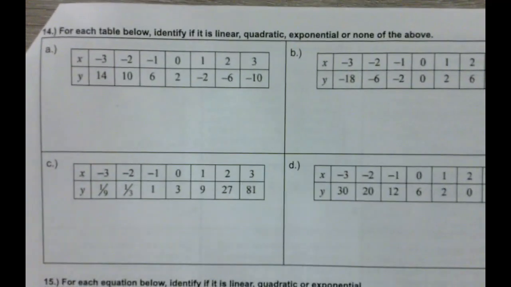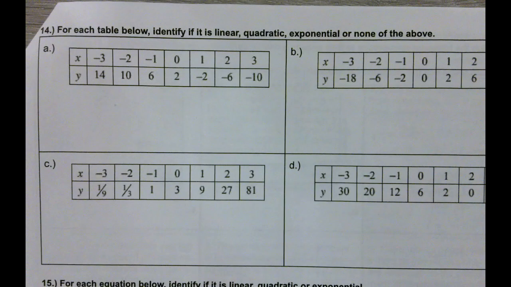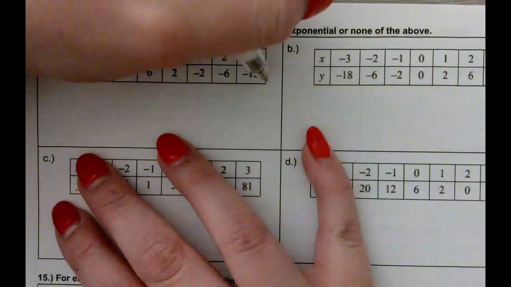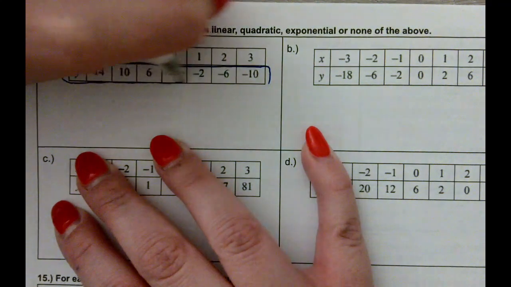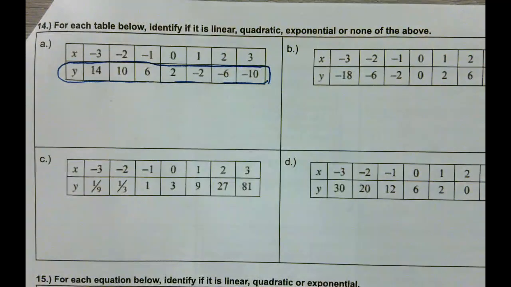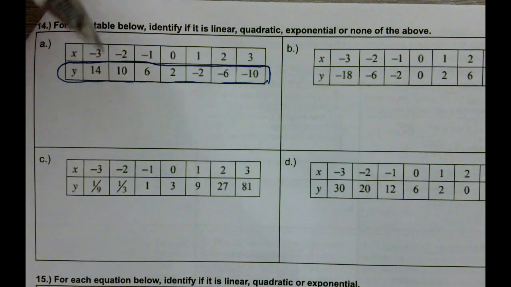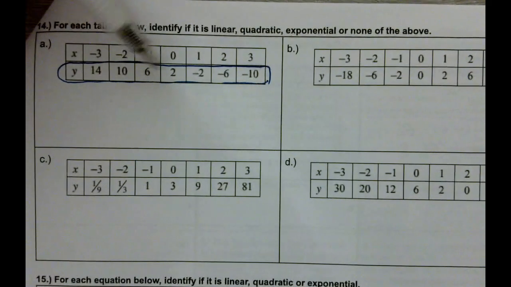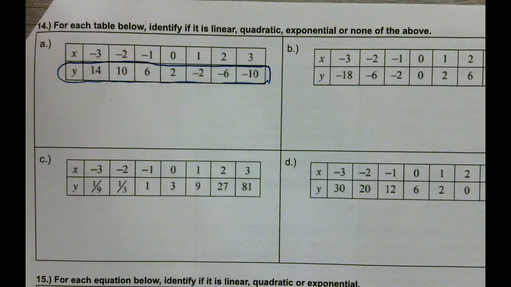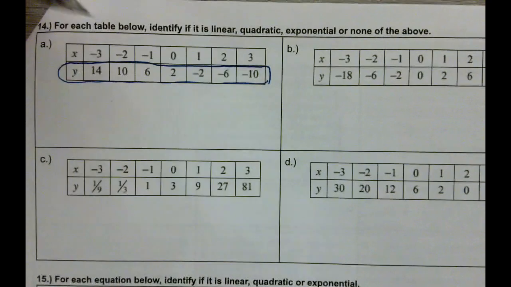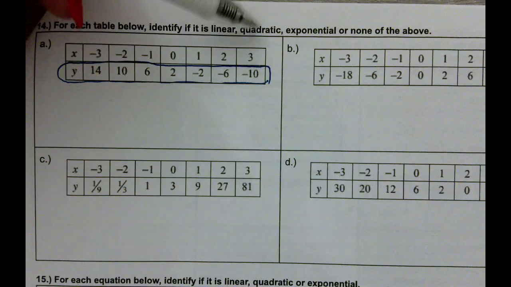Okay, functions: linear, exponential, and quadratic. Okay, so this is where we look for patterns in the table. And remember, we are only looking at the y values here. Only the y's. And I'm going to do that in every single table. So I'm just going to look at my numbers first. 14, 10, 6, 2, negative 2, negative 6, negative 10. So my numbers are going down. I have no repeats, so this is not quadratic.